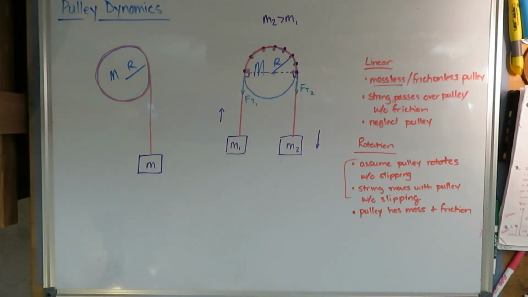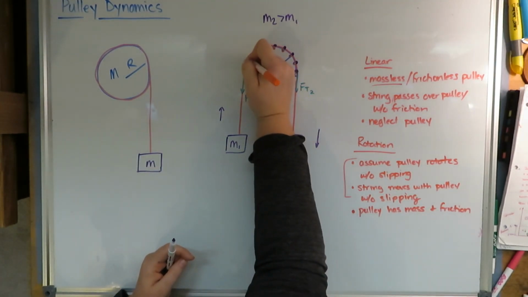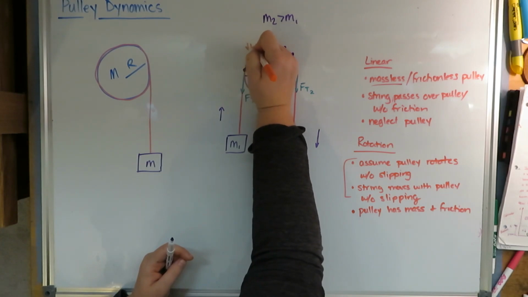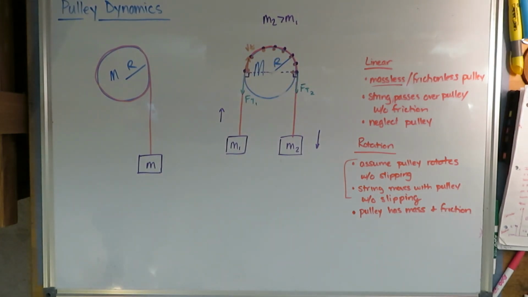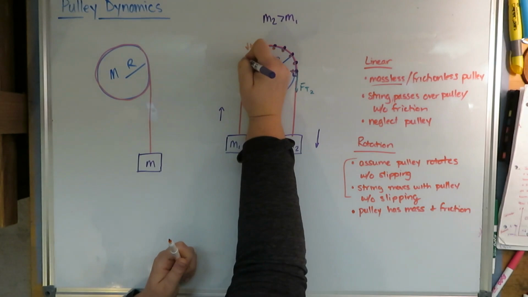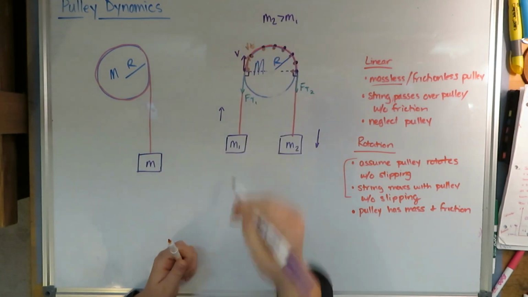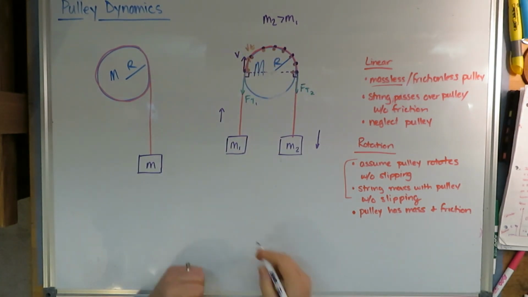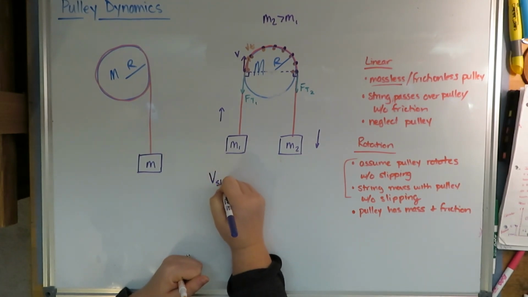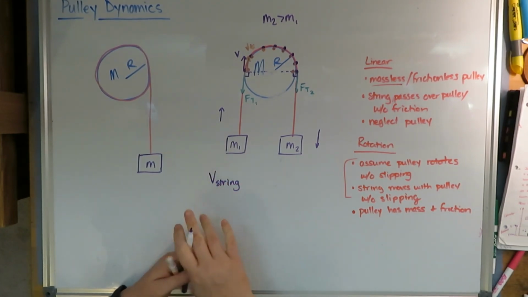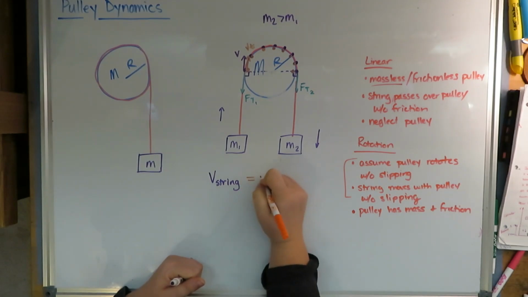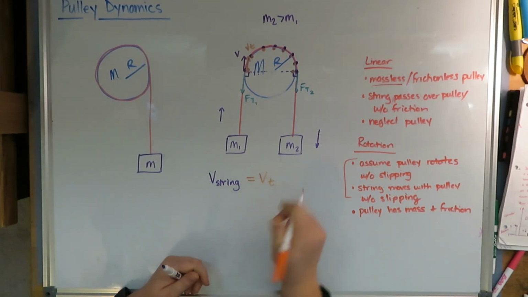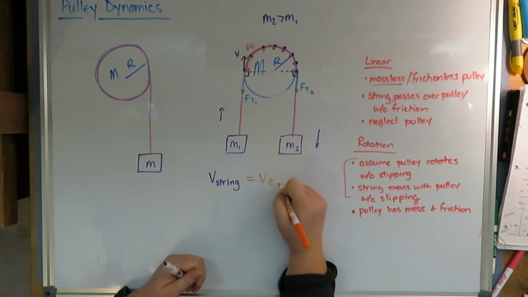So what that means is that the tangential velocity of a point on the rim of the pulley has the same linear speed as the string. So we assume that the linear speed of the string is equal to the tangential speed of the point on the rim of the pulley.